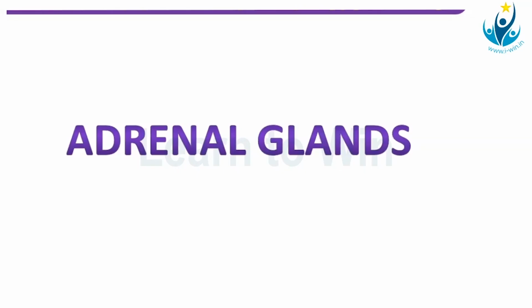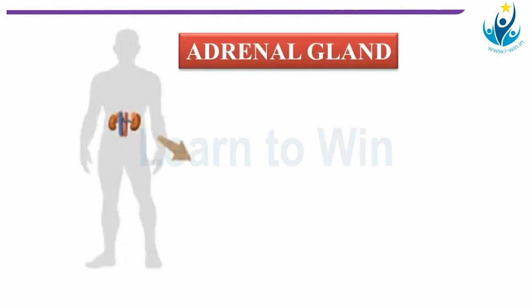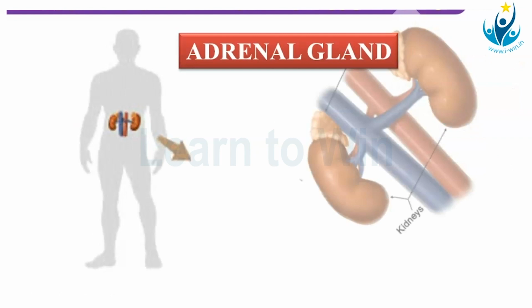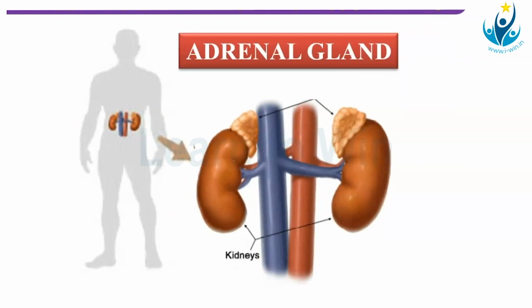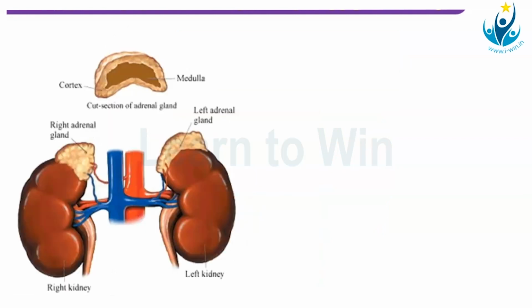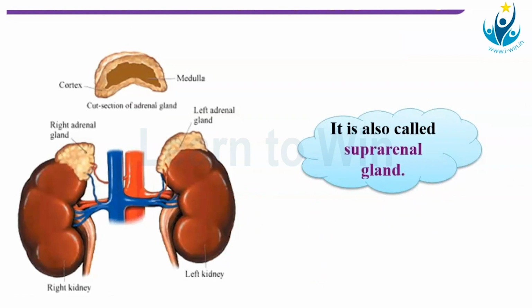The endocrine gland that we are going to talk about is the adrenal glands. Adrenal glands are glands present above the kidneys. These are a pair of glands, each present on the surface of the kidney. Because they are present on the kidney, they are called suprarenal glands.